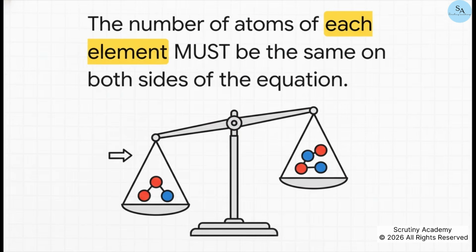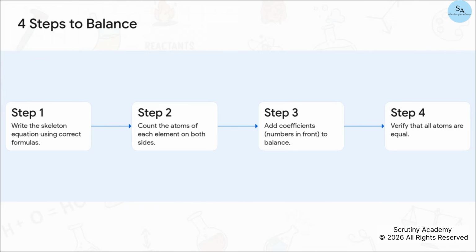And here's what that means for your exam. The number of atoms for every single element has to be the same on both sides of that arrow. If you start with 2 oxygen atoms on the left, you better have 2 oxygen atoms on the right. No exceptions. So, how do we do it? Just follow these 4 steps every single time.